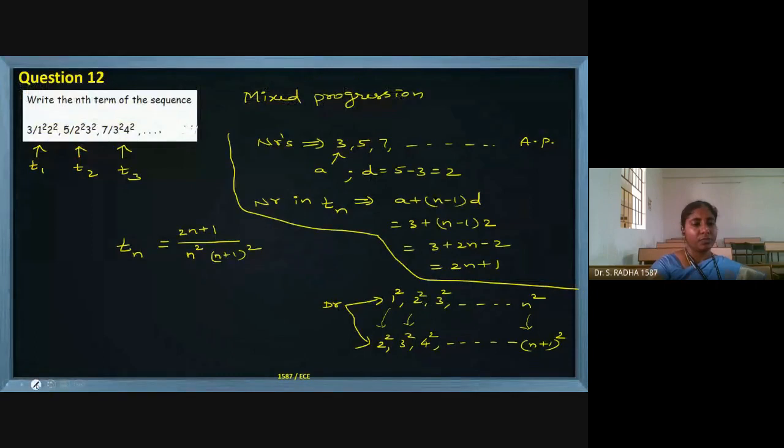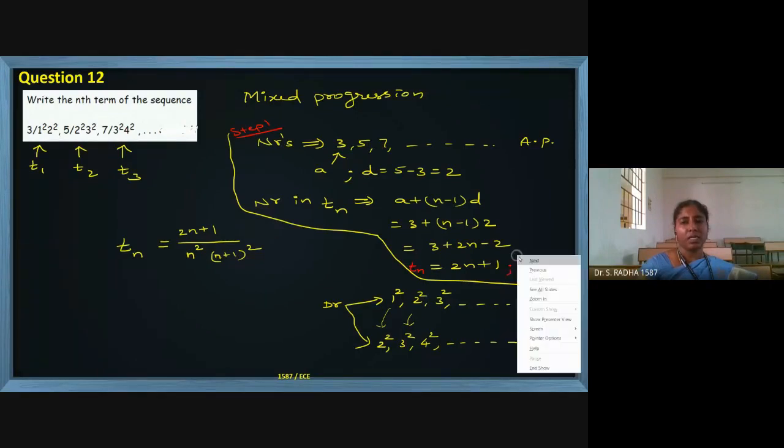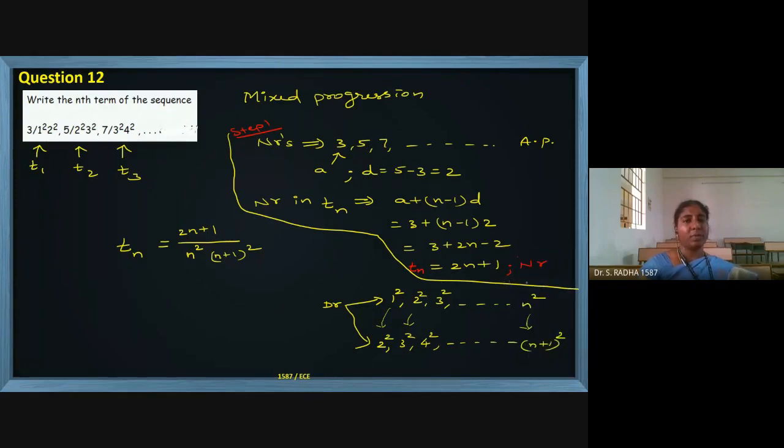Okay, if you just recall what all we have done, this is a mixed fraction. In step 1, we analyze the numerators, and the nth term in step 1, we got the numerator. In the nth term, the numerator will be 2n plus 1.